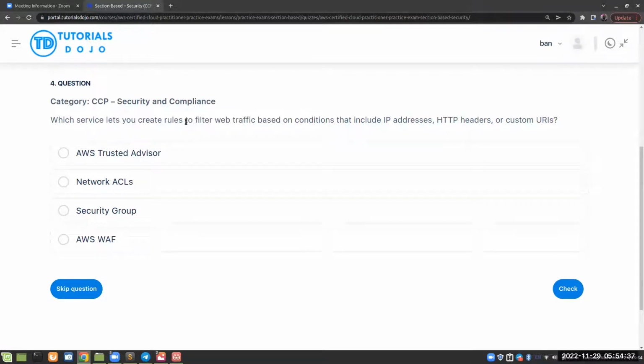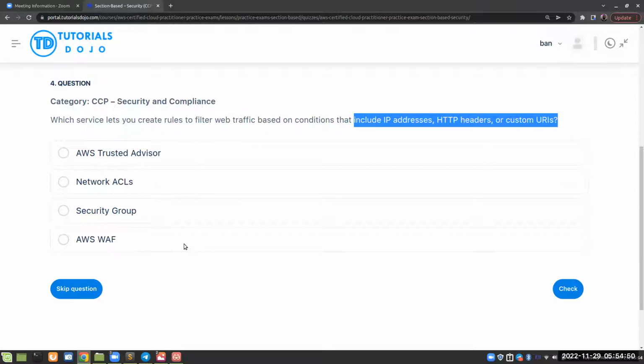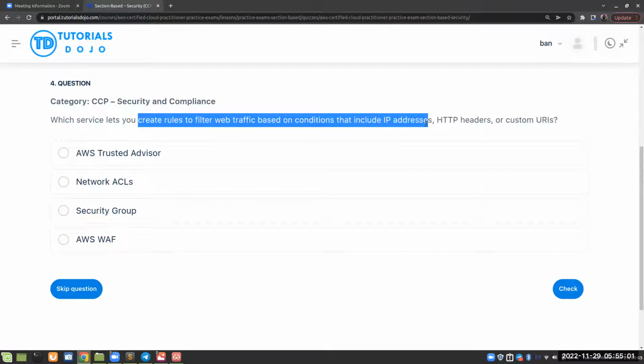So you're creating rules to filter web traffic, and I think this also is important, it's going to be based on conditions that will include the IP addresses. I think AWS Trusted Advisor, A. Okay, so create rules to filter web traffic based on conditions that include that.